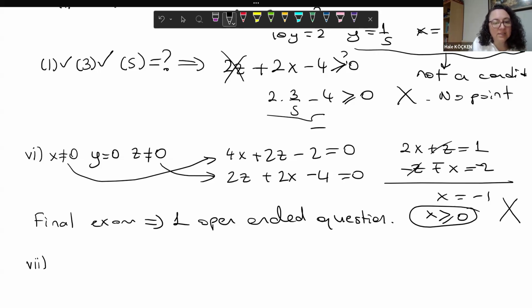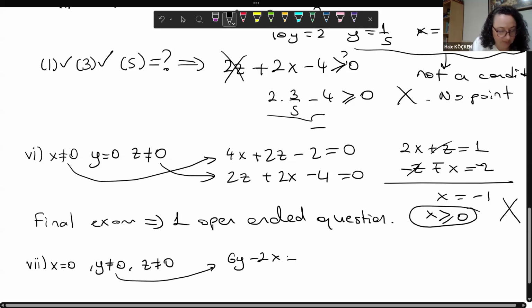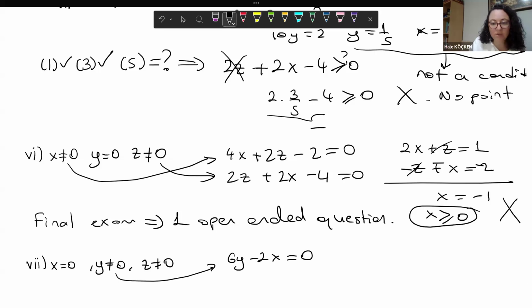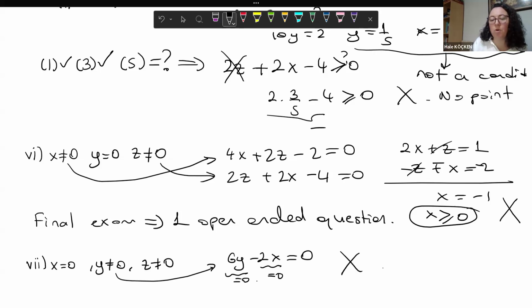Anyway, I analyzed x and y different from 0, x and z. So x is 0, y is different from 0, and z is different from 0. If y is different from 0, then 6y minus 2x is 0. Oh, it contradicts. If x is 0, then y will be 0 by this equality, so no point from there.